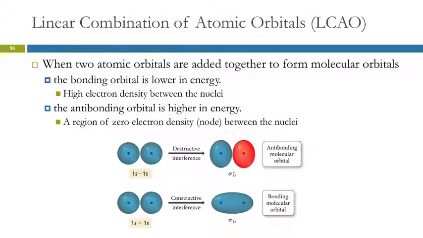So anytime we have two atomic orbitals that we're combining into a molecular orbital, we get a bonding orbital and an anti-bonding orbital. The bonding orbital will be lower in energy because it has high electron density between the nuclei. This is the bonding orbital, and there's a lot of density here between the nuclei. That holds these nuclei together. The anti-bonding orbital is higher in energy, and it has a region of 0 electron density. It has a node between the nuclei. This is not going to encourage bonding. It will discourage bonding between these two nuclei.